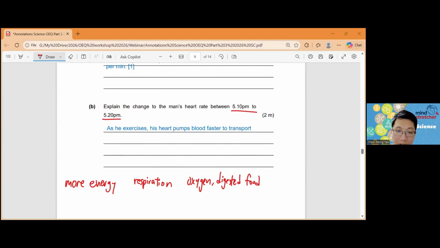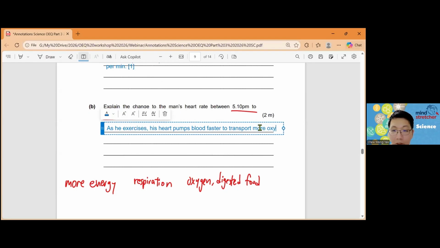So now the heart pumps blood faster to transport what? More. You should be using comparative terms. More oxygen and digested food to all parts of his body. But what is the purpose of this? We have already mentioned oxygen, digested food. Then this is to release more energy through respiration. Now I have all the keywords and phrases.